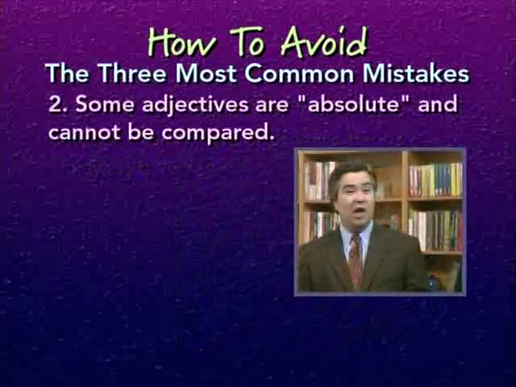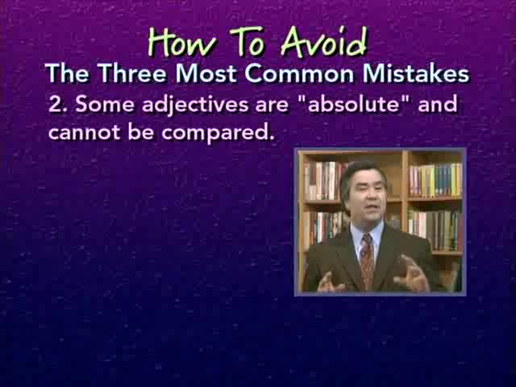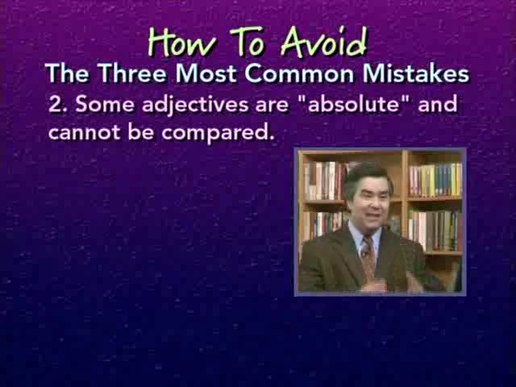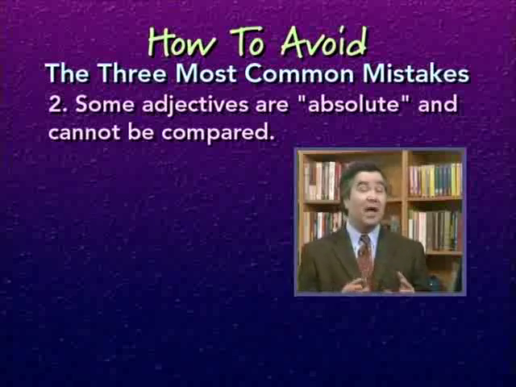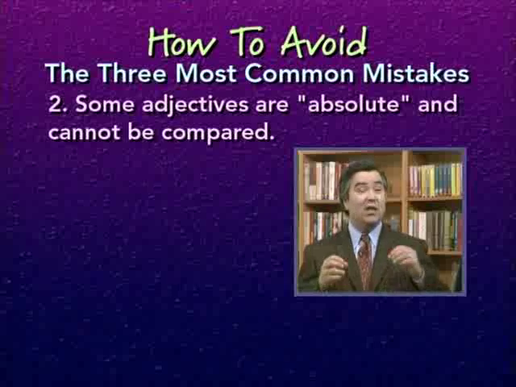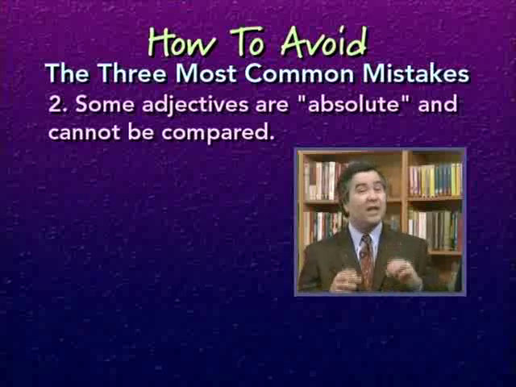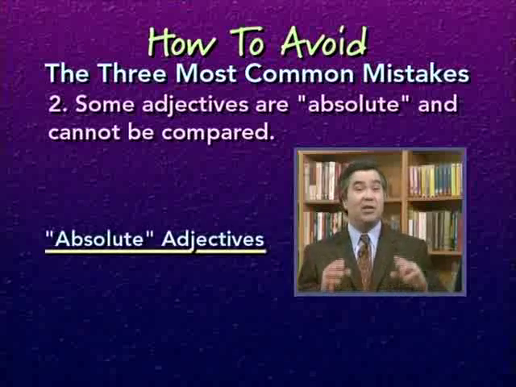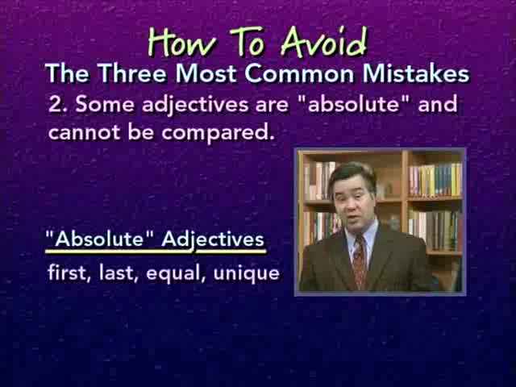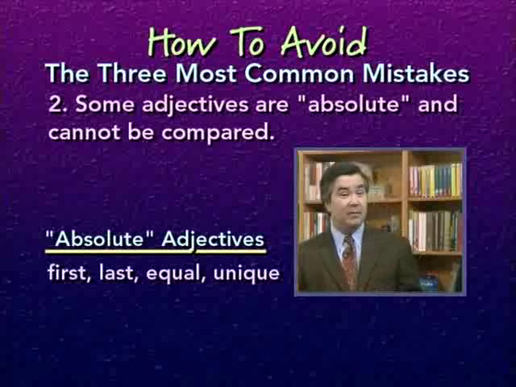Some adjectives are absolute and cannot be compared. This means that there are certain qualities that are considered to either exist or not exist, and therefore it's not considered appropriate or logical to deal with comparative or superlative degrees. Either you are or you aren't, and you can't be more or less. For example, some of the adjectives that are considered absolute are first, last, equal, and unique.